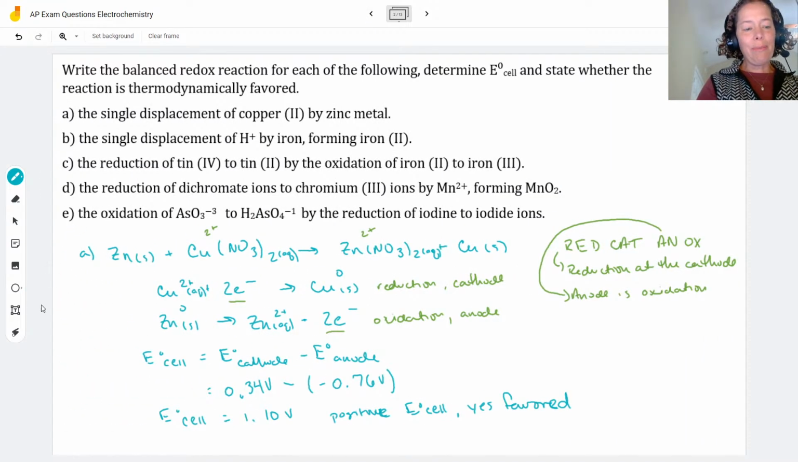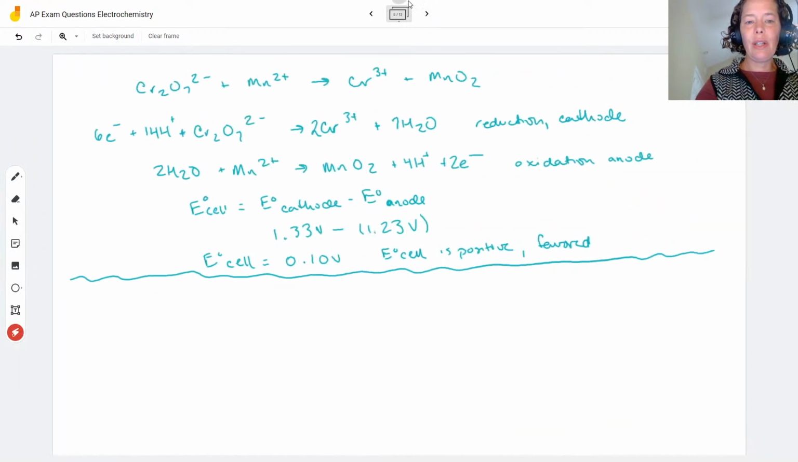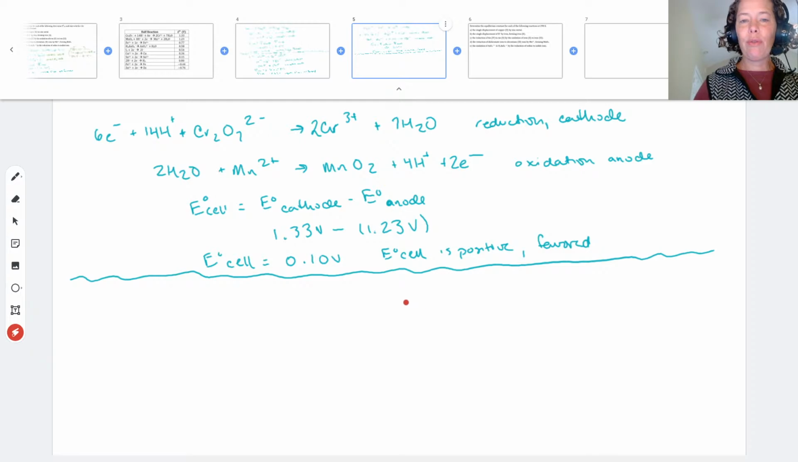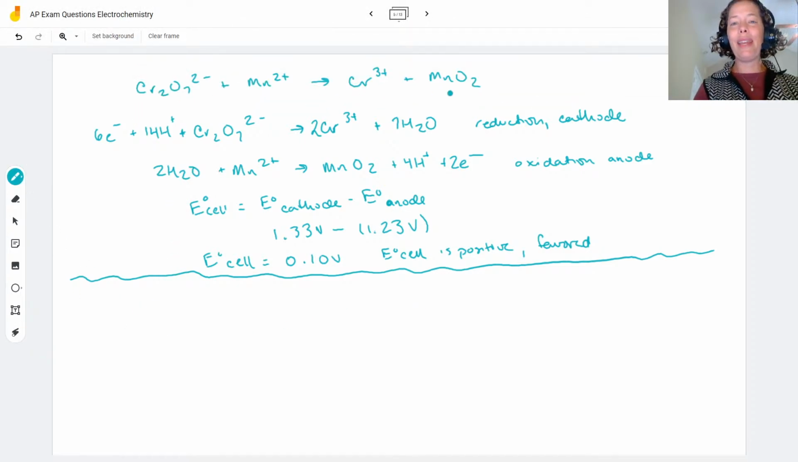Okay, so this is the last one, and this is going to be the same kind of deal as D. So we have the oxidation of AsO3 to our acid, and the reduction of iodine to iodide. So be careful here. Iodine is your I2, and iodide is your charged ion, your I minus. Okay, so same thing as up here. First, I'm just going to get all of my species into the right place, and then I'll pull out my half reaction so I can identify my reduction and my oxidation.